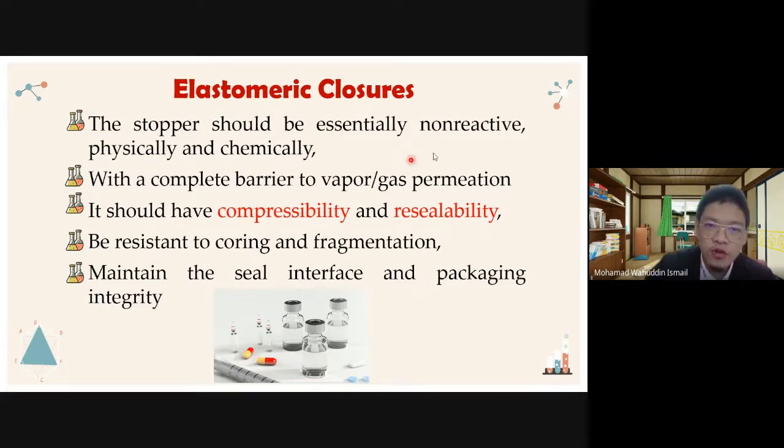Okay, and the stopper should be essentially non-reactive, physically and chemically, right? The closure must be a complete barrier to vapor and gas permeation. Because with this type of closure, some vapor and gas can pass through the elastomeric closure. So that's another property that we must look at.